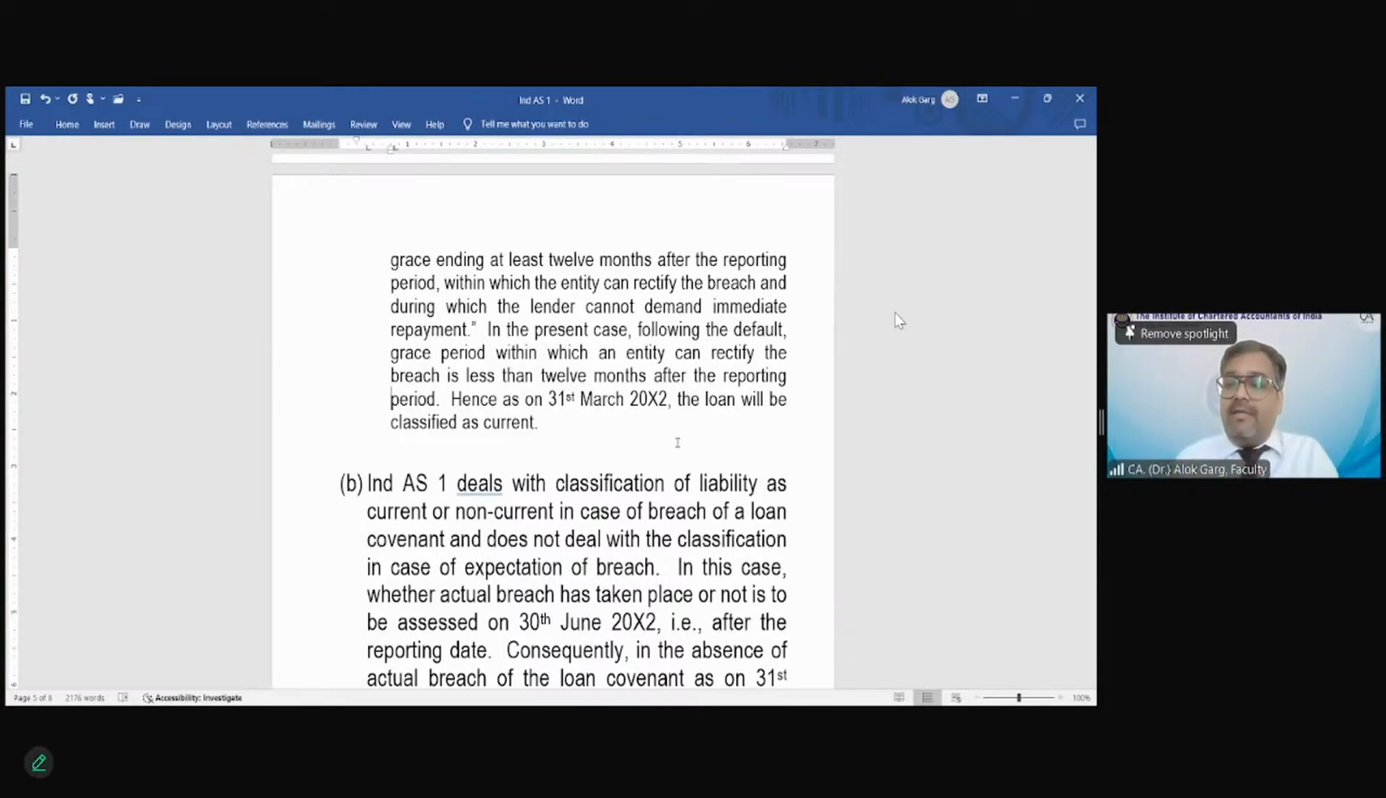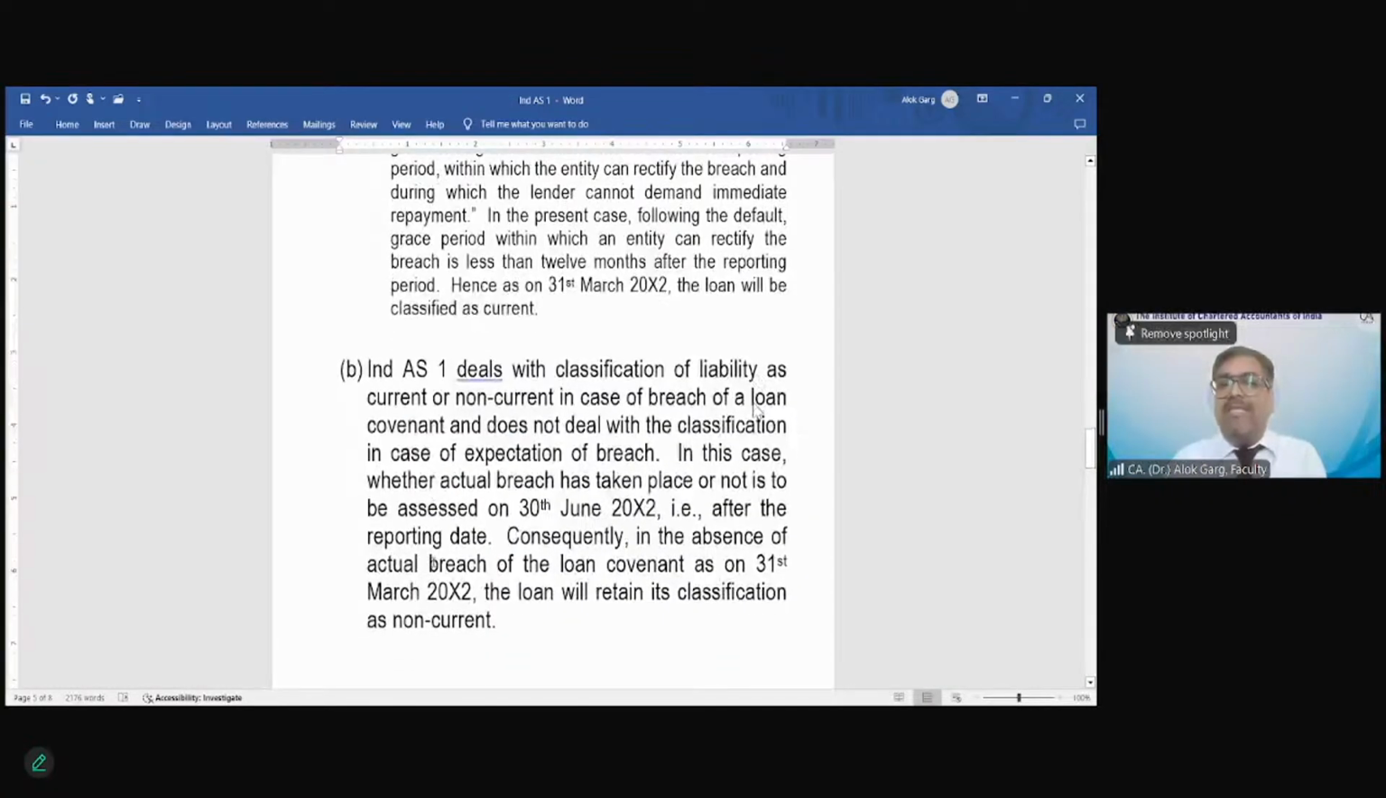And the company's unconditional right to defer the settlement was after 4 years, which is 3 years 9 months on 31st March. Hence, in this case, this liability has to be classified as a non-current liability, because the compliance date has been extended. There was nothing called a grace period. The compliance date has been extended. So the company has an unconditional right to defer the settlement on the reporting date for the next 3 years and 9 months. So what is written in the study material?